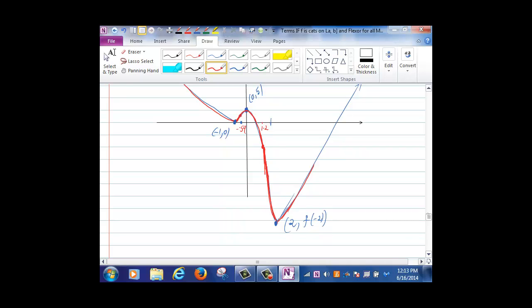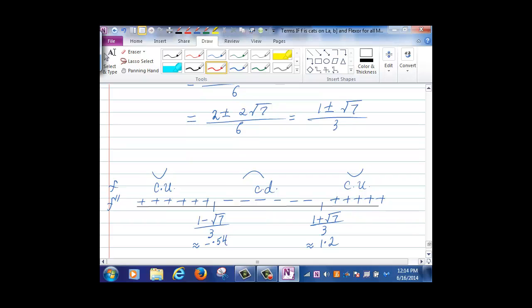Yes. So if I look at this picture here, notice that the concavity is changing at negative 0.54, right? The concavity changes from down to up right at this point here. So that's called an inflection point. Inflection point means it's a point where concavity changes. Same thing happens here, right? The concavity changes from down to up. So this is an inflection point as well. Okay?